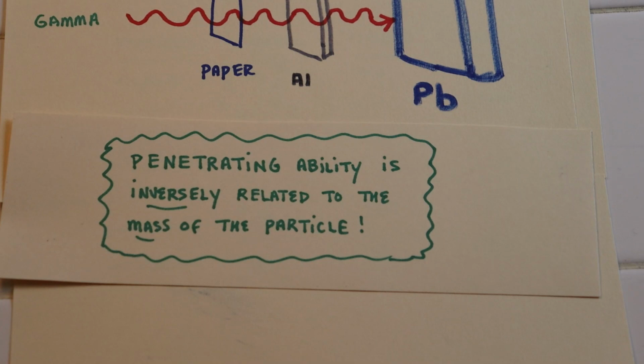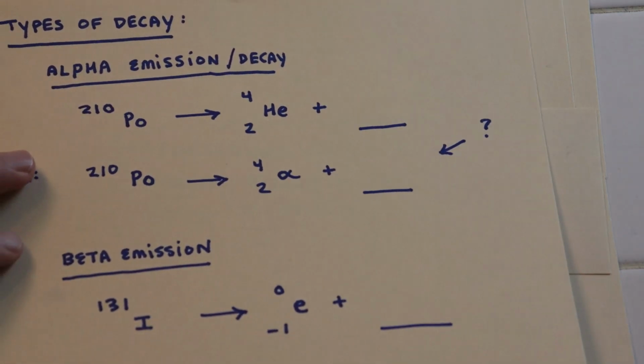And that's why alpha doesn't really take much to stop it, and beta is kind of in the middle, and gamma will go through a whole bunch of stuff. All right. So that's it for the qualitative aspects of the particles. Let's talk about what happens in various modes of why does an atom just shoot off particles, right? Well, that's where we get into this.